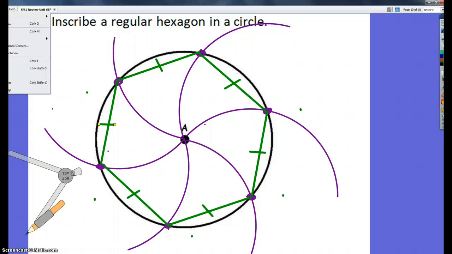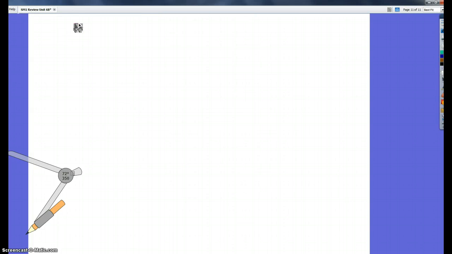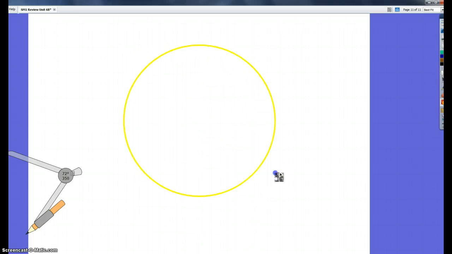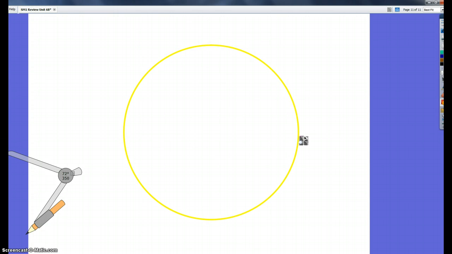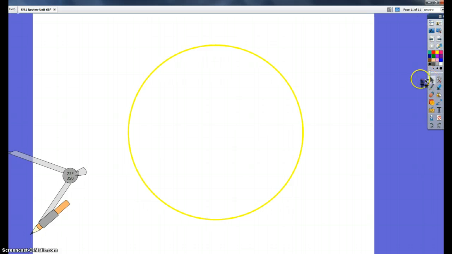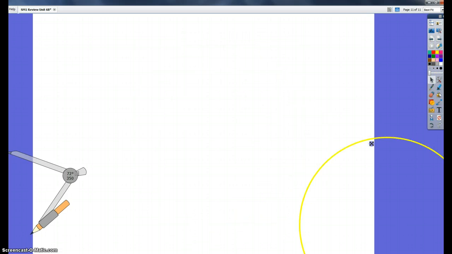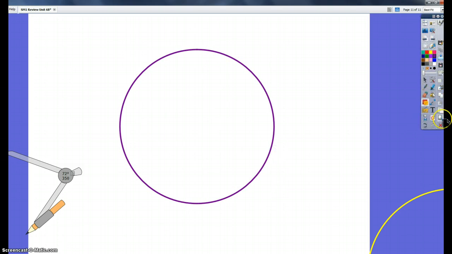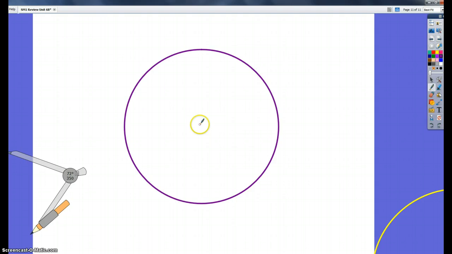And I know a lot of you were confused about the square in class, so I'm going to do that one real quickly here. If you've got a circle, yellow is probably not the best color, so hang on. We'll get rid of that. Here's our circle, and the center of the circle we'll say is about right there. I am guessing, but you get the idea.